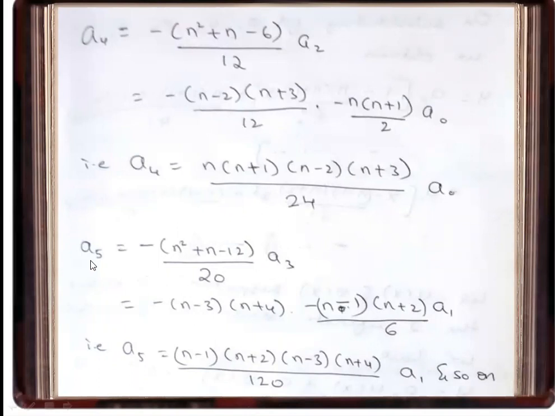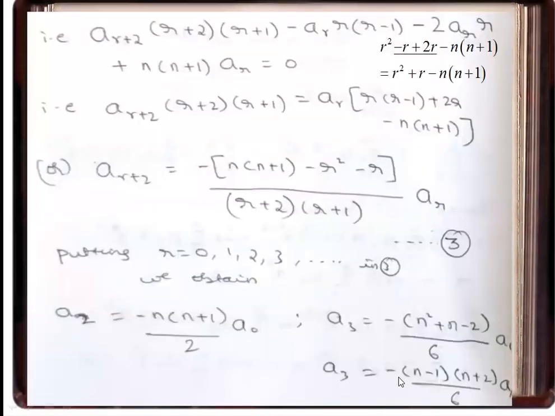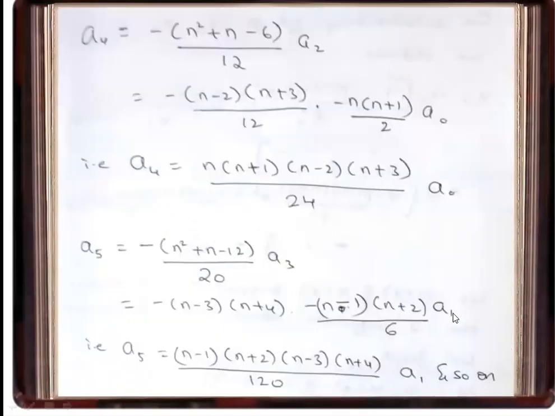Next, in the same way we shall find a5 by substituting r is equal to 3. Then you get minus of (n square plus n minus 12) whole divided by 20 into a3. Again, we shall replace the a3 expression, that is minus of (n minus 1) into (n plus 2) divided by 2 into 6, into a1. So here you can observe, you will get a5 in terms of a1.